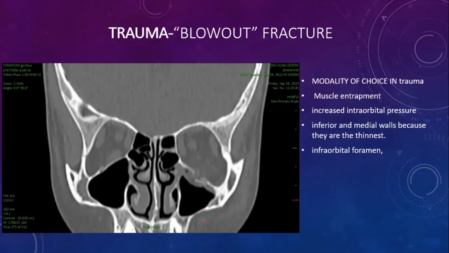So this is a case of trauma with a blowout fracture. The inferior and the medial walls of the orbit are among the commonest walls to get fractured, because they are the thinnest bones we see in the orbit. So in the inferior orbit, there's a blowout fracture with protrusion of the extraorbital fat and also the inferior rectus muscle. The width and the depth of the fracture will be mentioned here.